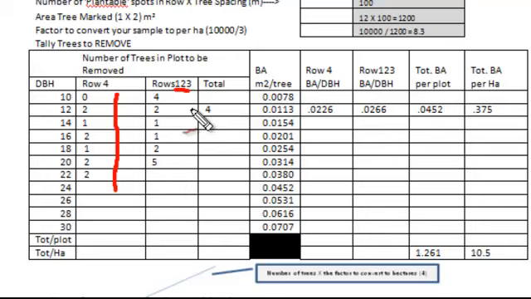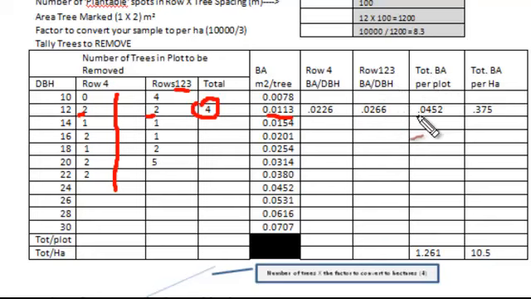Okay? And just for the sake of time, the total, obviously, here you add up the 2 plus 2 in that 12 centimeter class is 4 trees. And then you have to calculate what basal area that represents. And I've provided you with the actual basal area for each diameter. And then you just multiply the number of trees, 2 here, times the basal area of 1 tree. And that gives you the answer for row 4, 12 meters squared per hectare basal area. Repeat that process for rows 1, 2, 3.